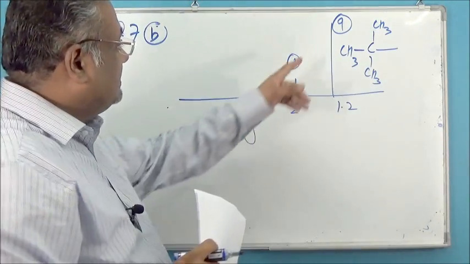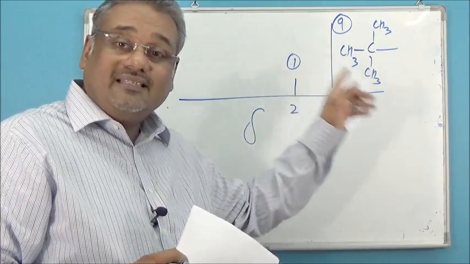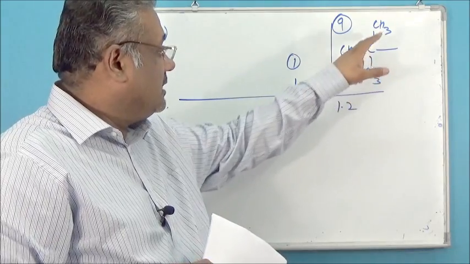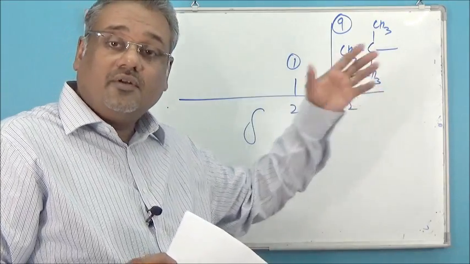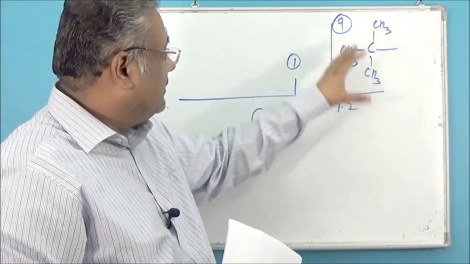and that's why you're getting a singlet here, which means all 9 of them are adjacent to a carbon who doesn't have any H, and you see that carbon has got no H. It's following the n+1 rule. So this is the bit who is giving you this peak.